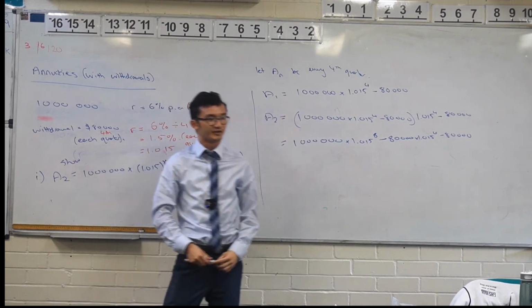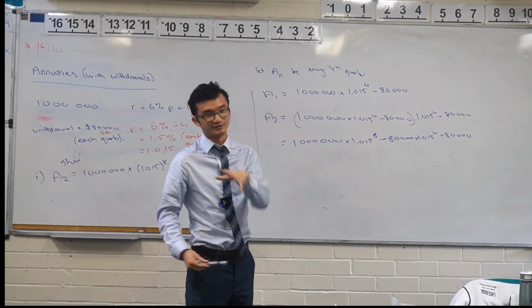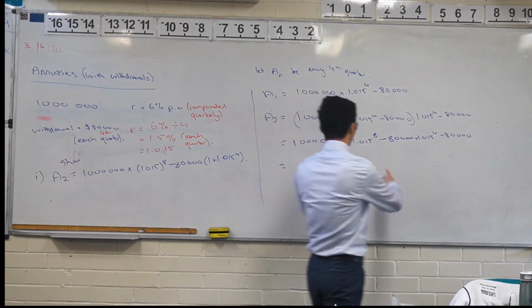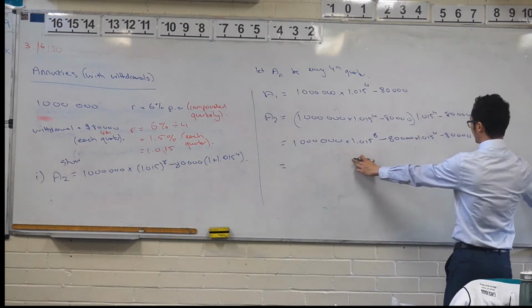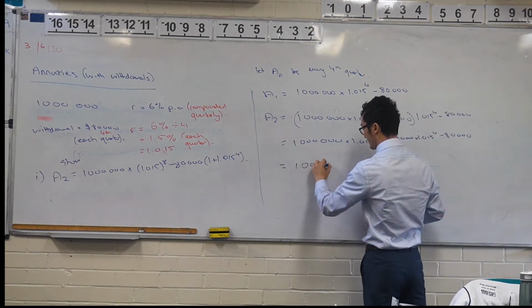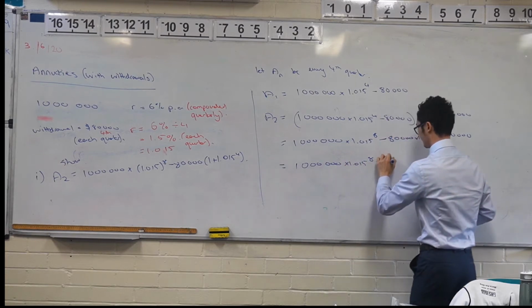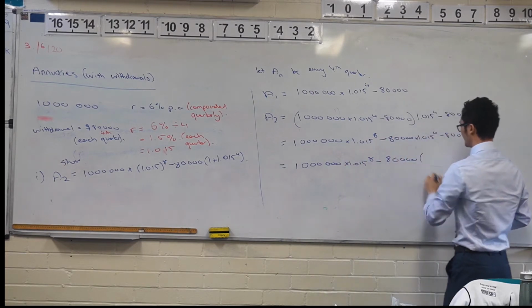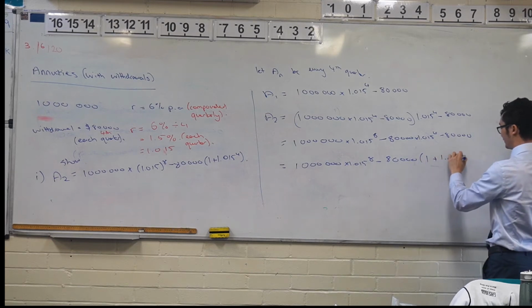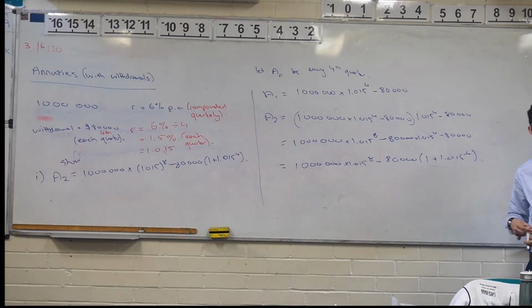But especially when they ask you to show something, I always take that one extra step and try and make it look exactly like it's meant to be, yeah? So the only thing that we have to do is we factorize out the 80,000 from this expression here, or the negative 80,000. And I get 1 plus 1.015 to the 4, okay? Any questions about that so far?